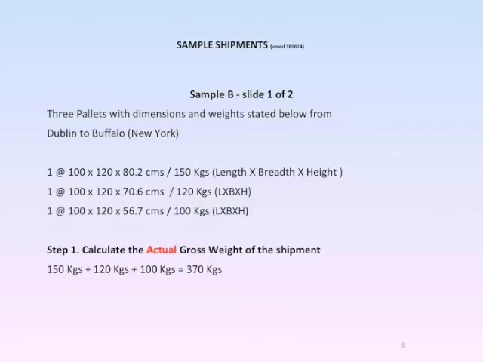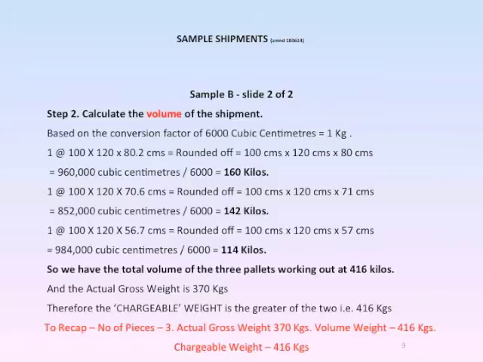100 kilos gross weight. The first thing we have to do here now is to calculate the actual gross weight of the shipment, and we do this by adding up the 3 gross weights, and this gives us a total gross weight of 370 kilos. Step 2 now is to calculate the volume weight of the shipment based on the conversion factor of 6,000 cubic centimetres equates to 1 kilo.